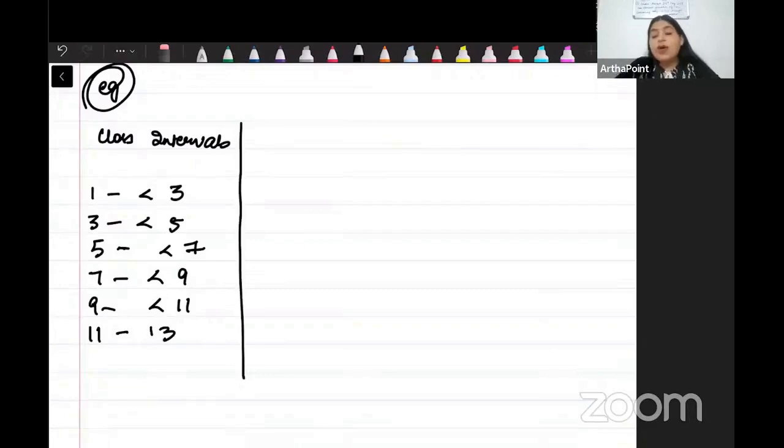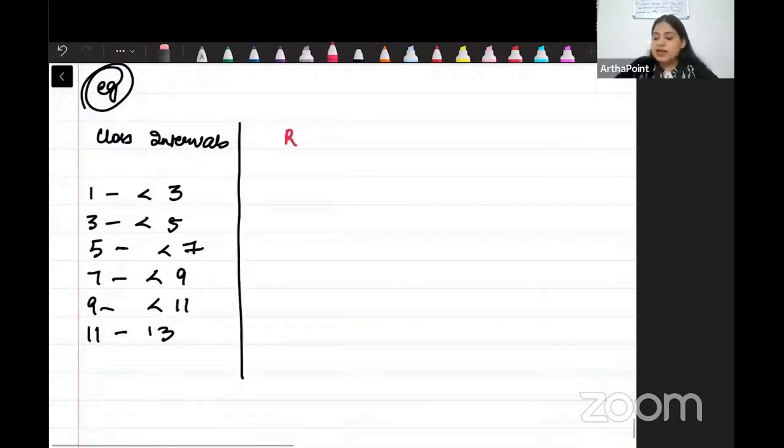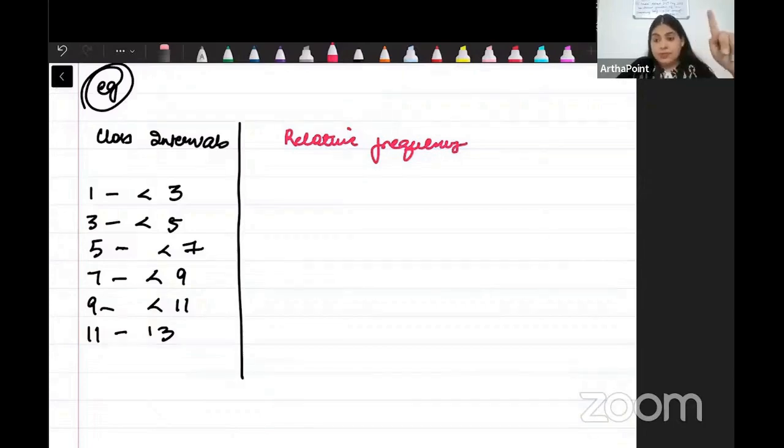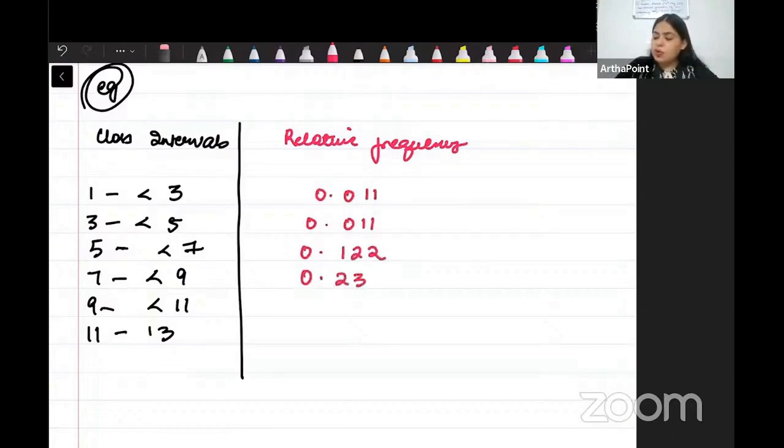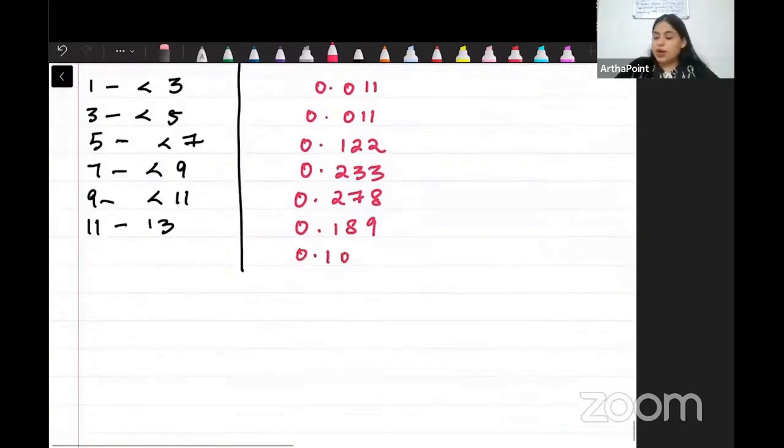Now you have already been given relative frequency in this case. But how do I know that this is relative frequency? If the sum is coming out as 1, it means that they have already given me relative frequency. So supposedly they have given me 0.011, 0.122, 0.233, 0.278, 0.189, ऐसे करके आपको डेटा दिया हुआ 0.100, 0.044.